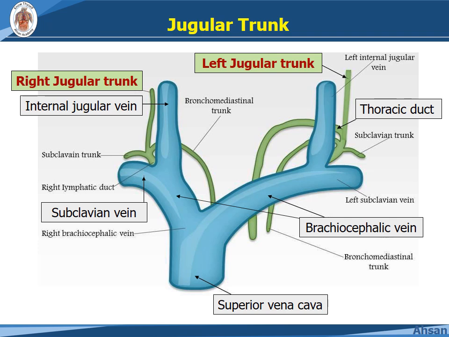You can see the blue colored veins on the left side and on the right side. The two veins, the left and right internal jugular vein, unite with the respective subclavian vein to form the brachiocephalic veins. So left brachiocephalic and right brachiocephalic are formed, which unite together to form the superior vena cava.